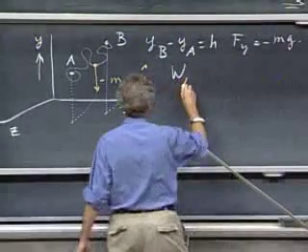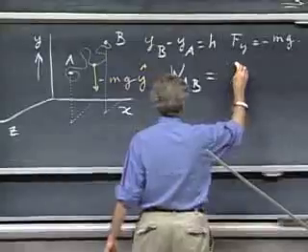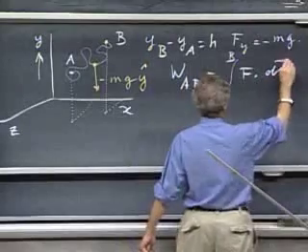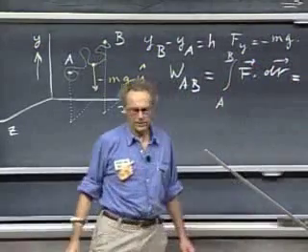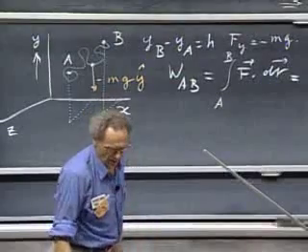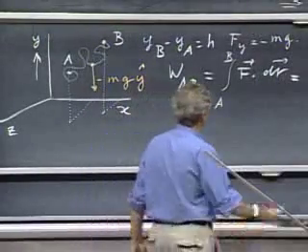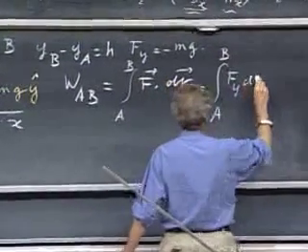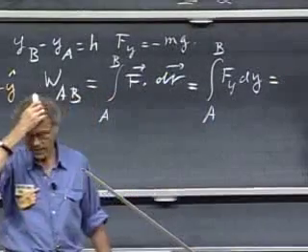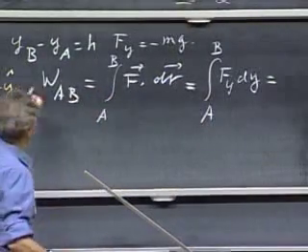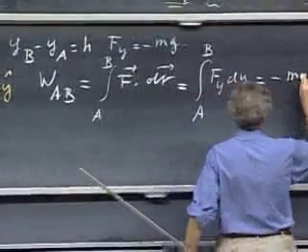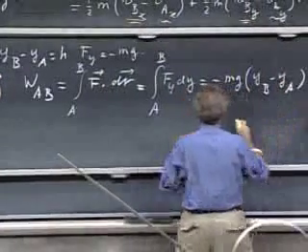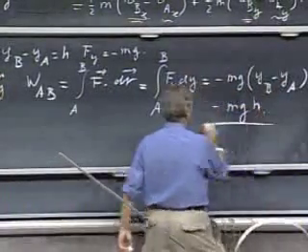And so if I calculate now the work in going from A to B, which is the integral from A to B of F dot dr, then the only term that I have is the one that deals with the y direction. The other terms have nothing in it. So it is the integral from A to B of F_y dy. And that equals minus mg times y of B minus y of A, so that is minus mg times h.